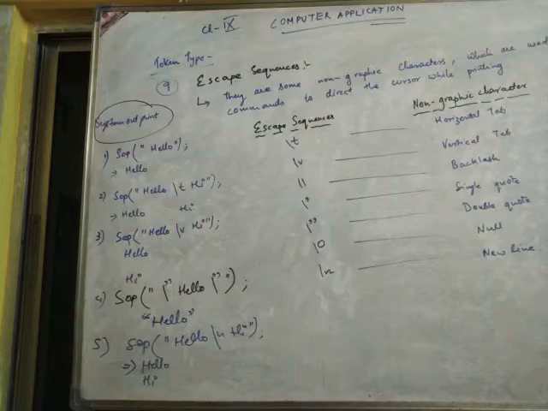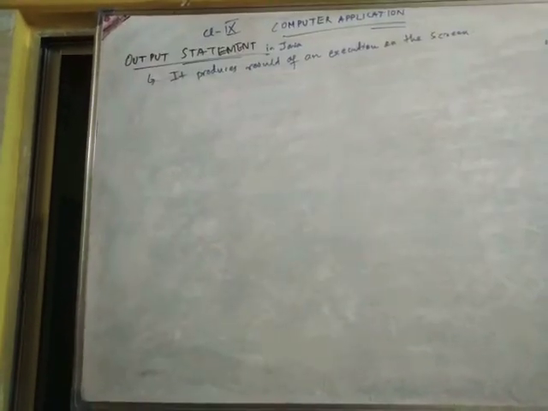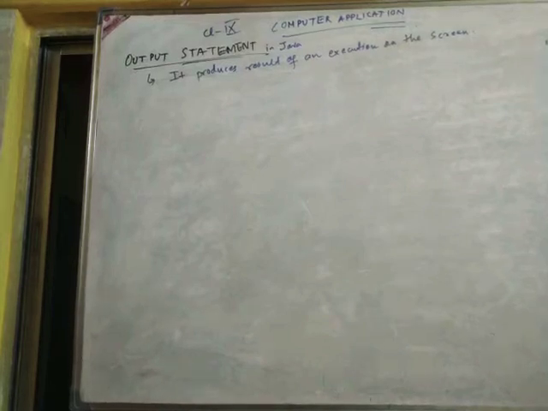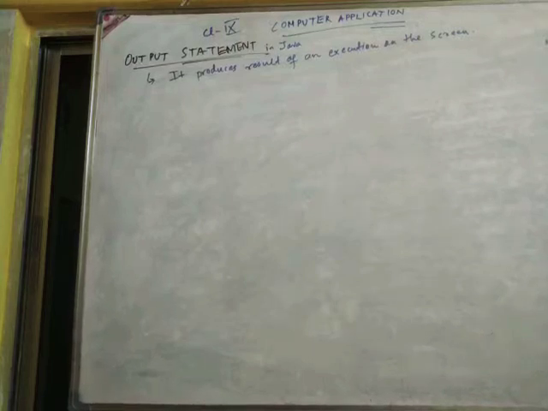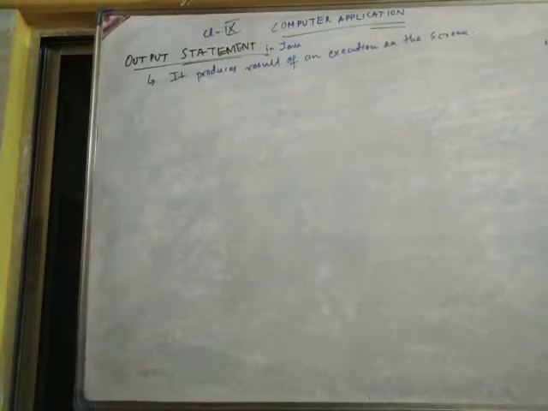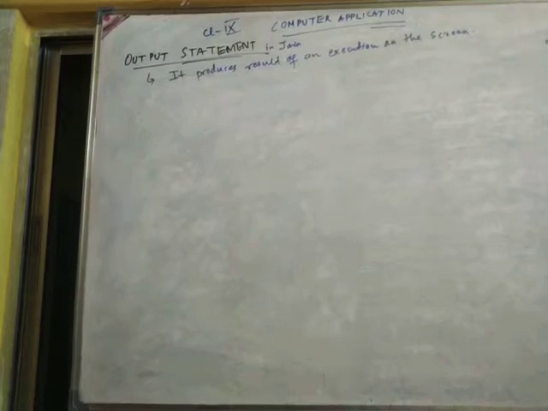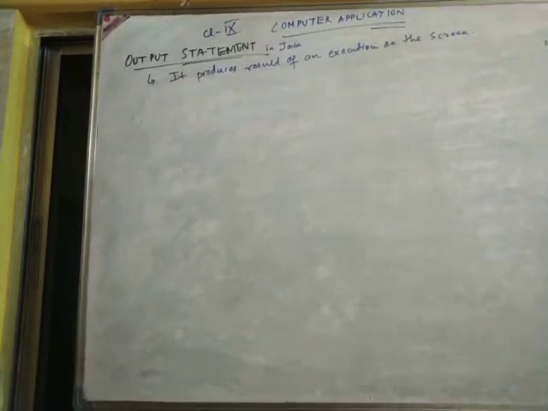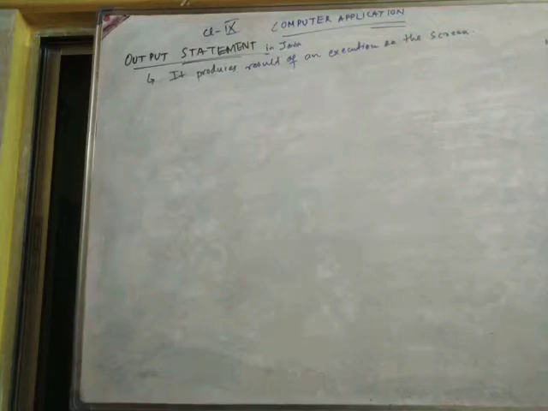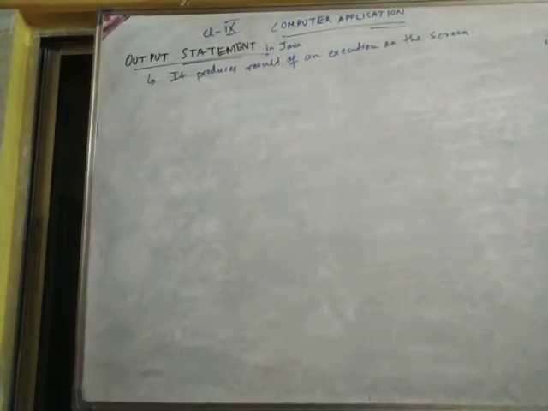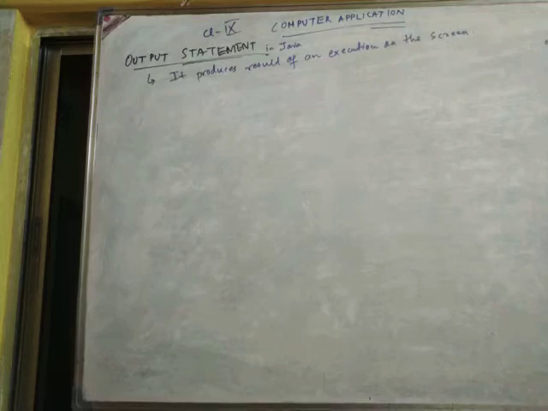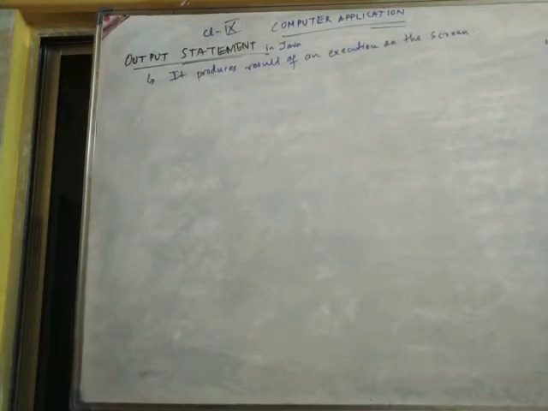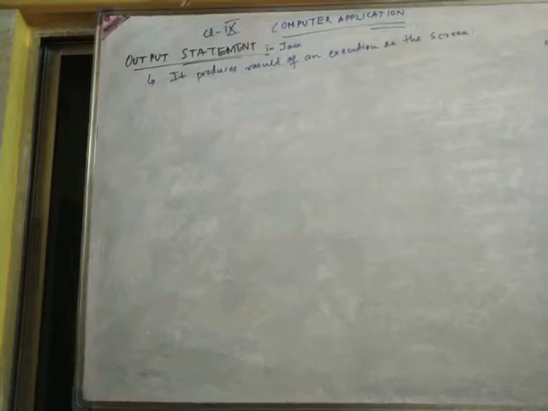Okay, now let's go to the next topic: what is an output statement in Java? What does an output statement in Java denote? It produces the result of an execution on the screen. We already know about it. There are two types of output statements: one is System.out.print and the other is System.out.println. Now how we use them, and what is the difference between print and println, will be seen here.